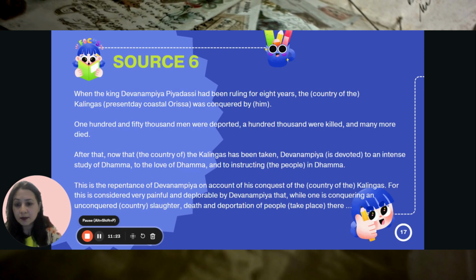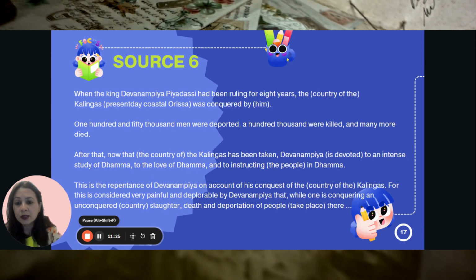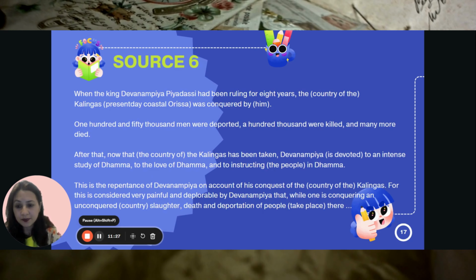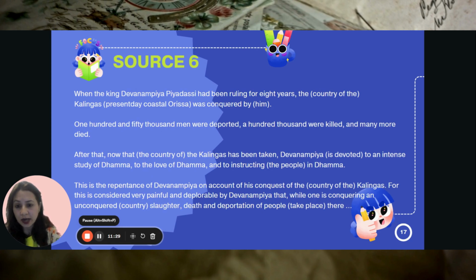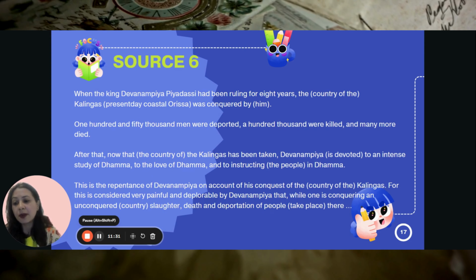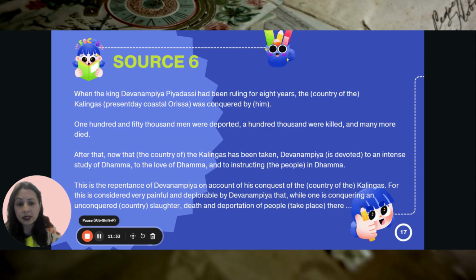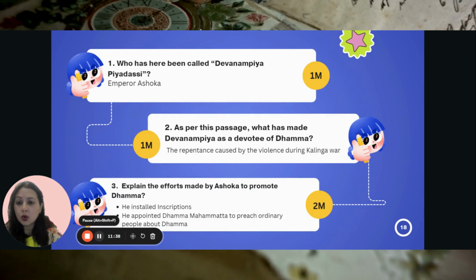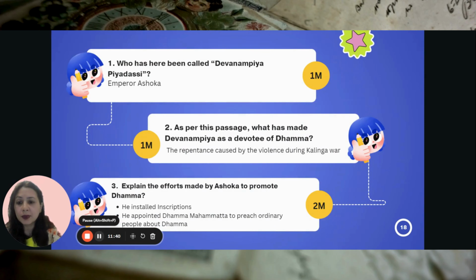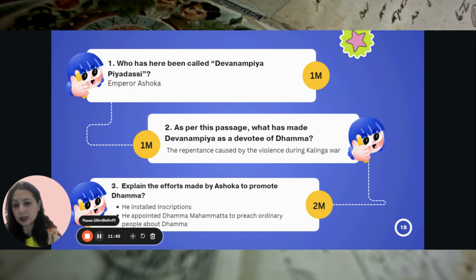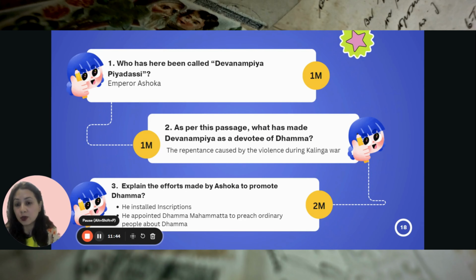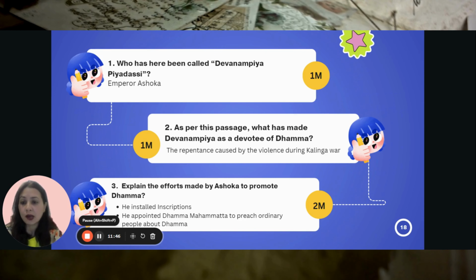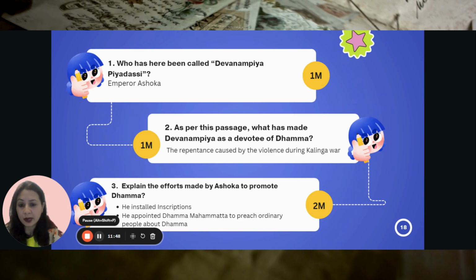Source number sixth. So this speaks about Devanpiya Piyadasi. And this describes what happened after the Battle of Kaling. Again, a few direct and a few indirect questions. Who has here been called Devanpiya Piyadasi? Indirect. It's not given in the passage anywhere. So you must know, but it was Emperor Ashoka of Mauryan Empire.